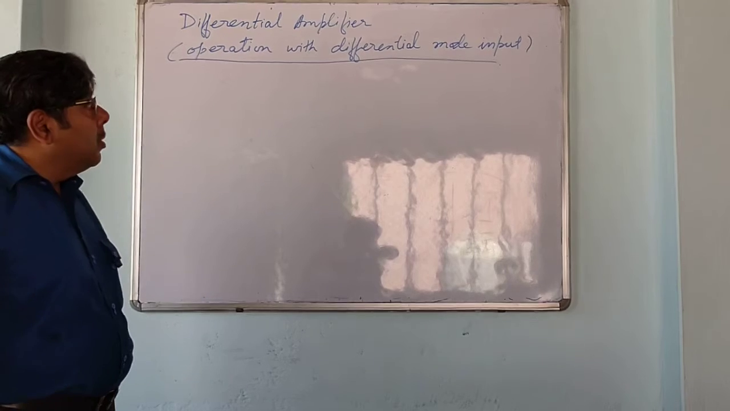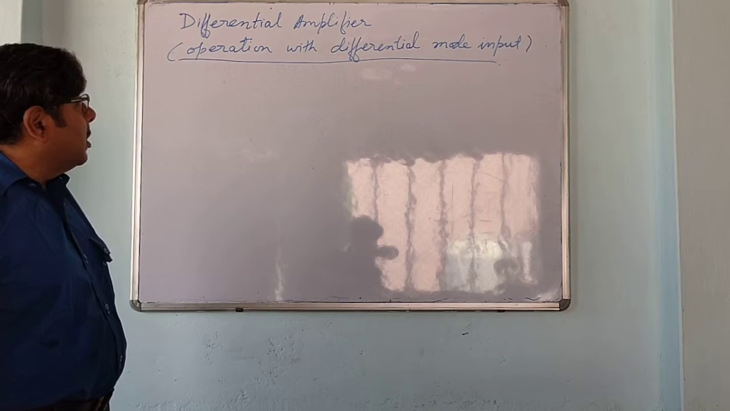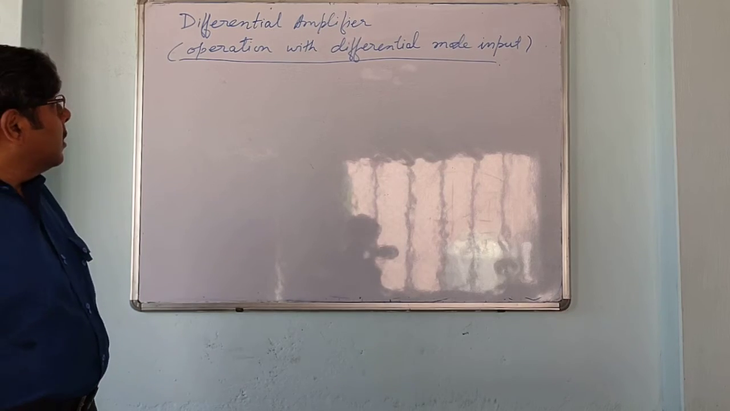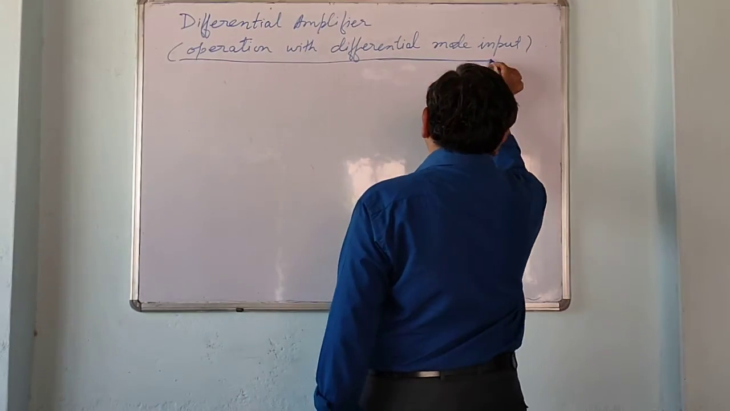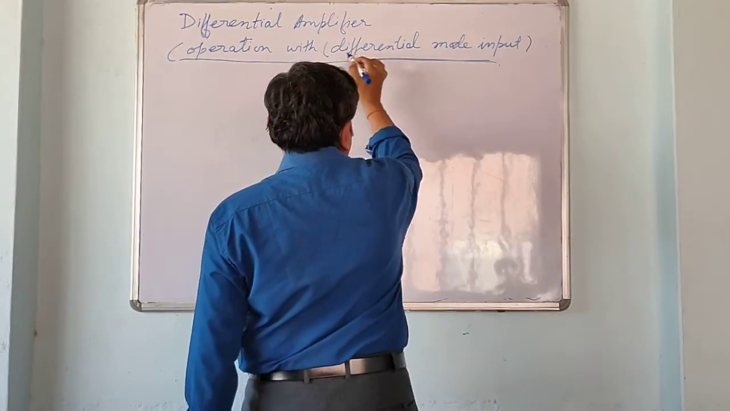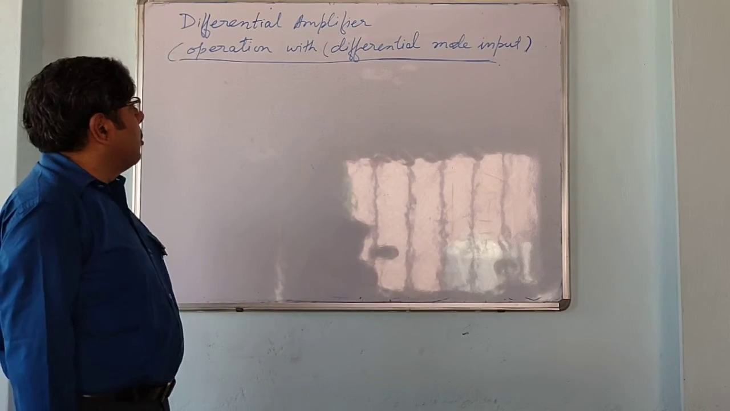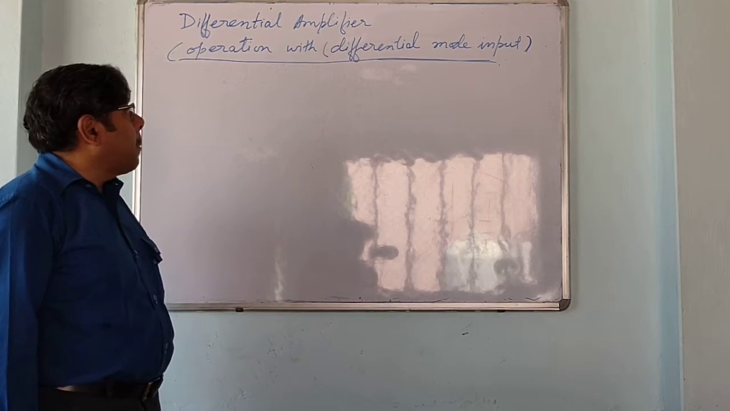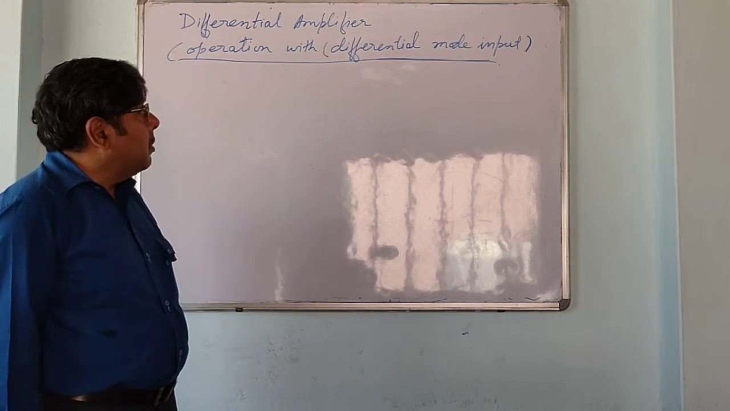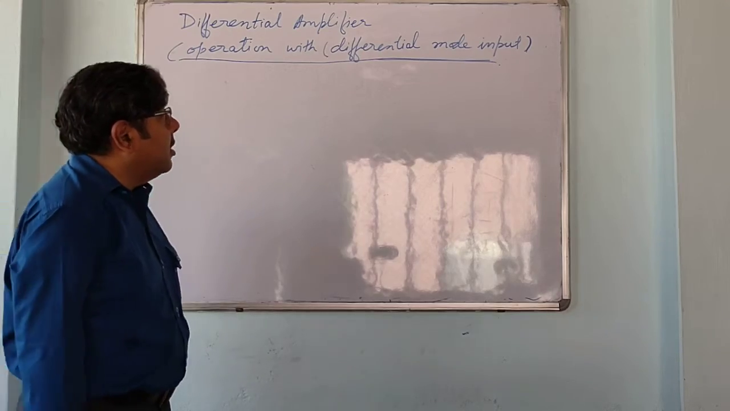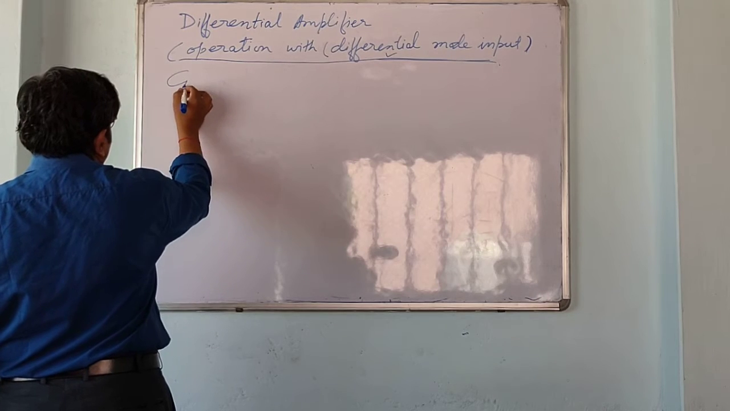Today we will start the next part of the operation of the differential amplifier, that is operation with differential mode input. In the last lecture we have discussed operation of the differential amplifier with common mode input. Here we will discuss operation with differential input. So first, the circuit.